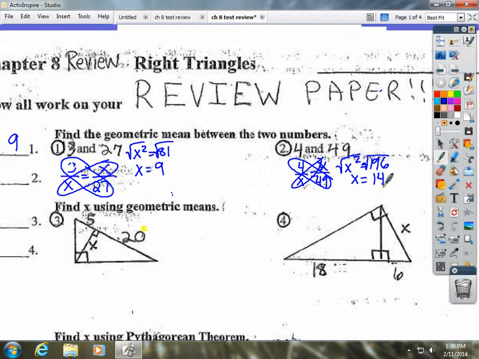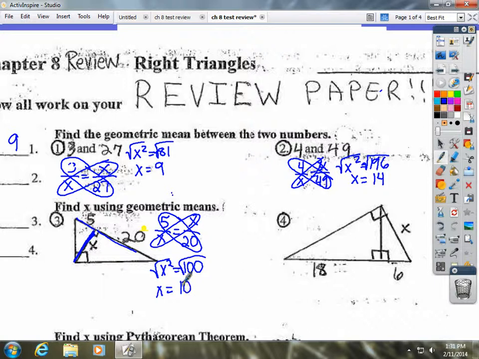When we want to find the altitude, we just use simple geometric mean. We use the two parts. So we'll have 5 over x equals x over 20. We cross multiply. We get x squared equals 100. When we square root both of them, we get x equals 10. Okay, so let me write this up here. This is 14, and this is 10.